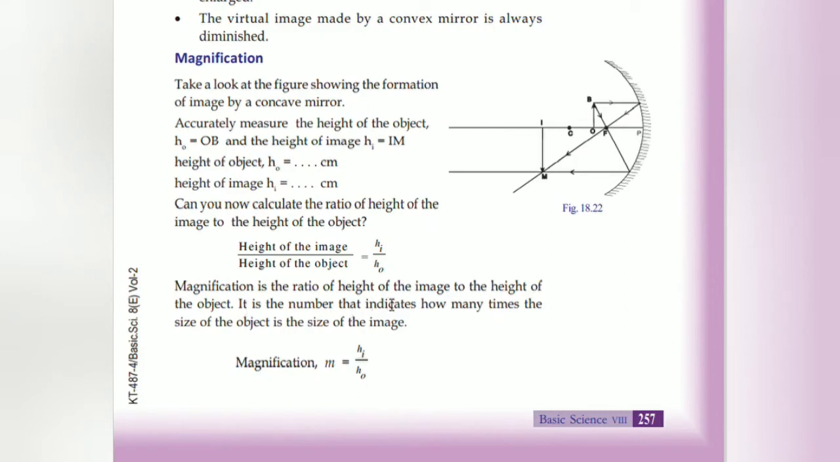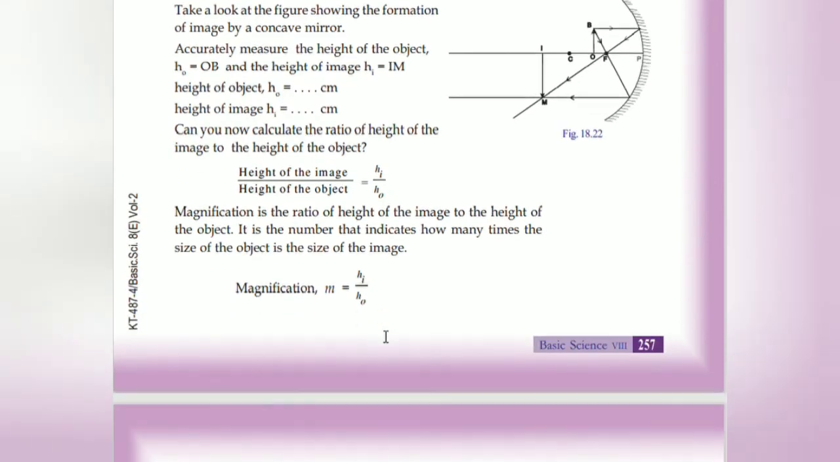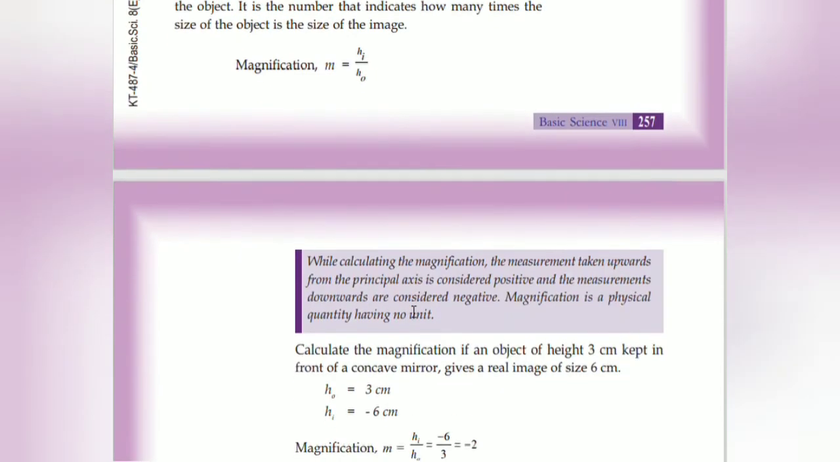Magnification is the ratio of the height of the image to the height of the object. Magnification എന്ന് പറഞ്ഞാൽ എന്താണ് ratio of the height of the image to that of the object. It is a number that indicates how many times the size of the object is the size of the image. എത്ര പ്രാവശ്യമാണോ size of the image, size of the objectലേക്ക് മാറുക. Magnification m equal to hi by h0.